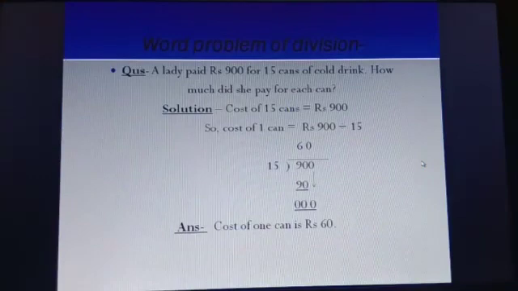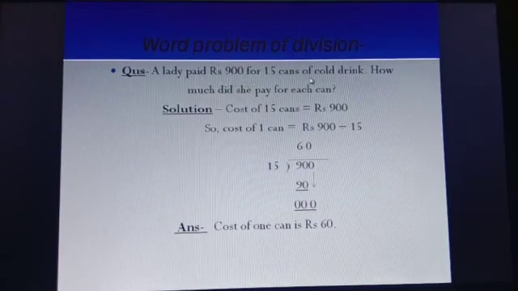Now in the last we have to solve a word problem related to division. I have taken one example. Just see, a lady paid rupees 900 for 15 cans of cold drink. How much did she pay for each can? Here you have to find the price of one can. Each means one can. So whenever you have to find the price of one, you have to divide, and if the price of one is given, you have to find the price of many. In that case you have to multiply.